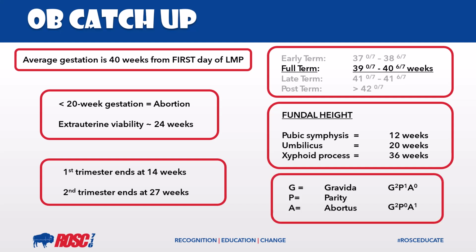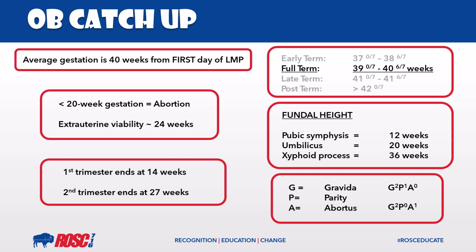The GPA system is a simple way to describe pregnancy history. G being gravida, or pregnant, P meaning parida, that is a live birth, and then A is abortus, which is the termination of a pregnancy. Examples would be G2P1A0, that is a woman that has had one live birth and is currently pregnant. Another example would be G2P0A1. This would be a woman that is currently pregnant and has had one abortion.